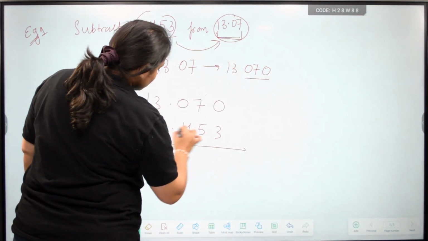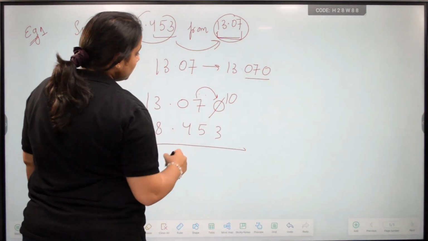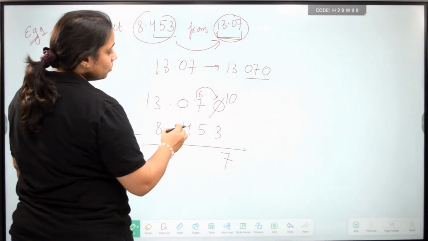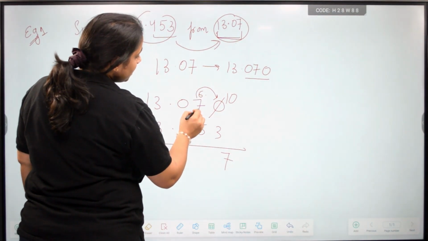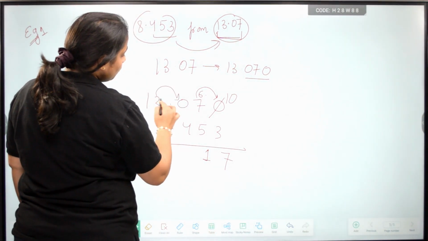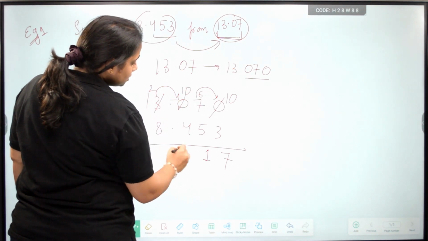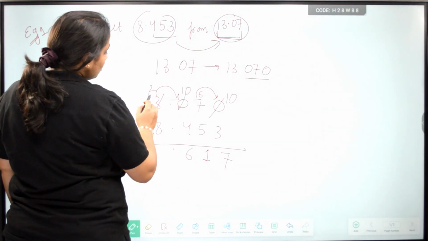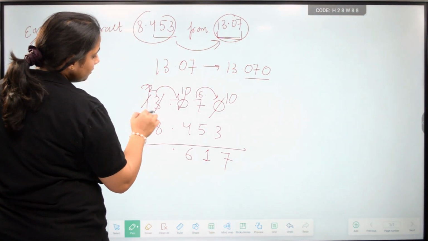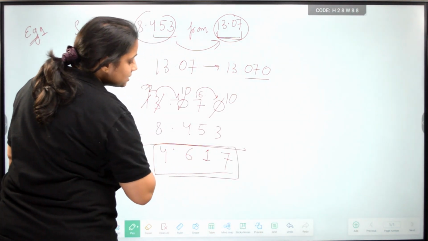Now write the number column-wise, 8.453. Now subtract the number. It will take 1 from 7, it becomes 10. So 10 minus 3 is 7. It becomes 6 after giving 1, and 6 minus 5 is 1. Now it will borrow 1 from 3. So it will become 2 and it will become 10. So 10 minus 4 is 6. Now 2. It will borrow 1 from 1. So it will become 12. So 12 minus 8 is 4. So the final answer is 4.617.